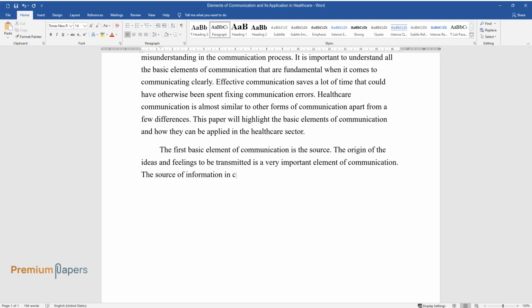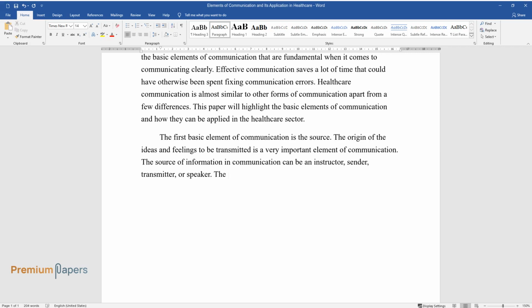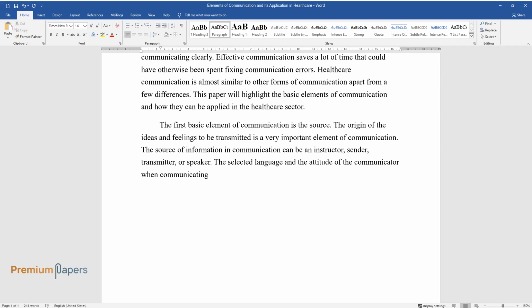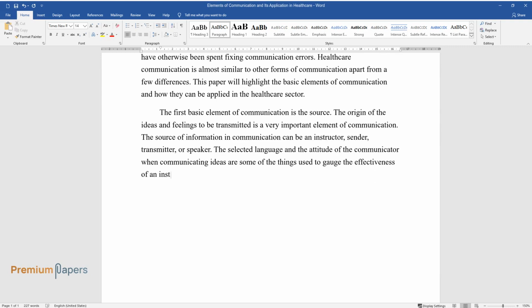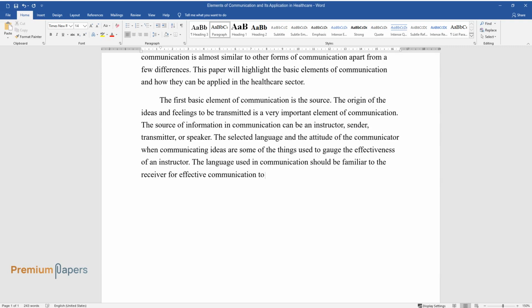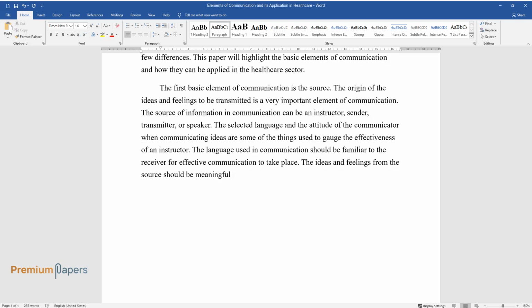The source of information in communication can be an instructor, sender, transmitter, or speaker. The selected language and the attitude of the communicator when communicating ideas are some of the things used to gauge the effectiveness of an instructor. The language used in communication should be familiar to the receiver for effective communication to take place. The ideas and feelings from the source should be meaningful to the recipient to enhance effective communication.